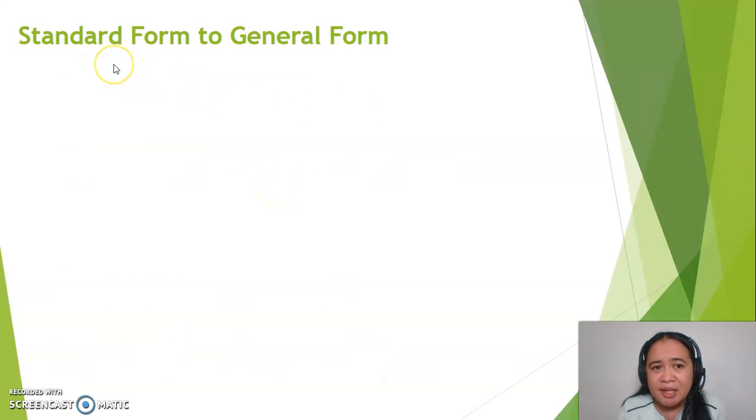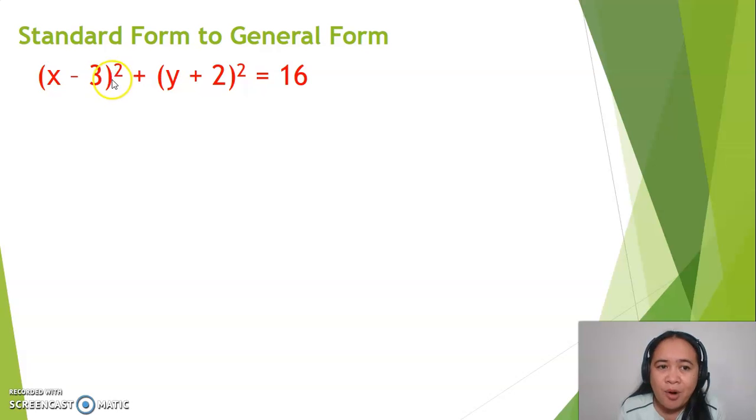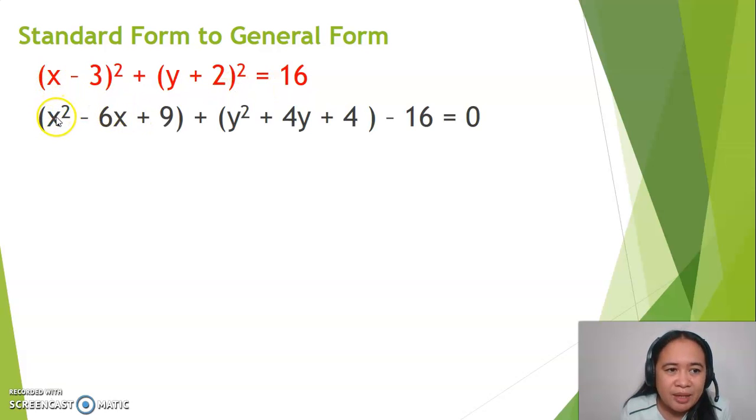Take note of that. So let's have an example. Let's convert the standard equation to general form. So take note with this one: the center is at (3, −2), while the radius is 4. So how to expand this to general form? We will simply square the first binomial and the second binomial. Square the first, so x², multiply first and second and 2, that would be −6x, and square −3, we will end up with 9. The other one, square the first, is y², multiply y and 2 and 2, that would be 4y, and square 2, we will end up with 4.